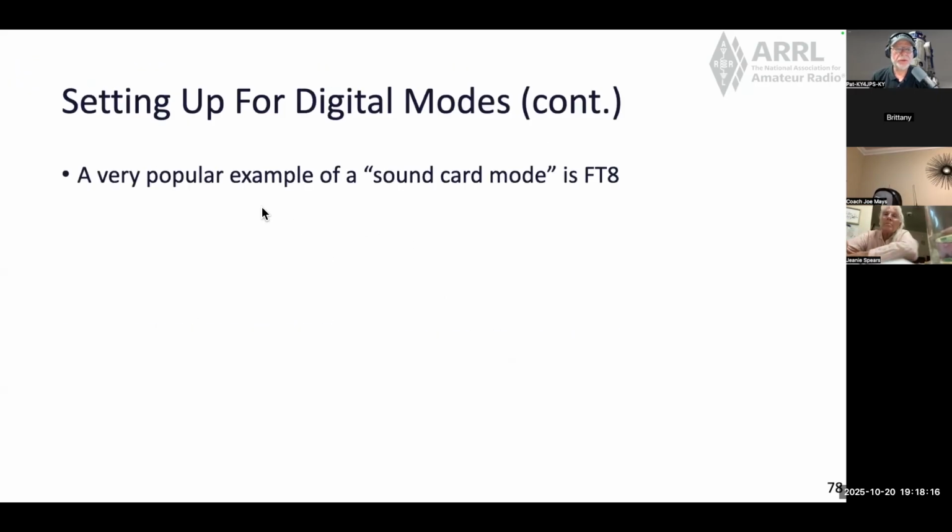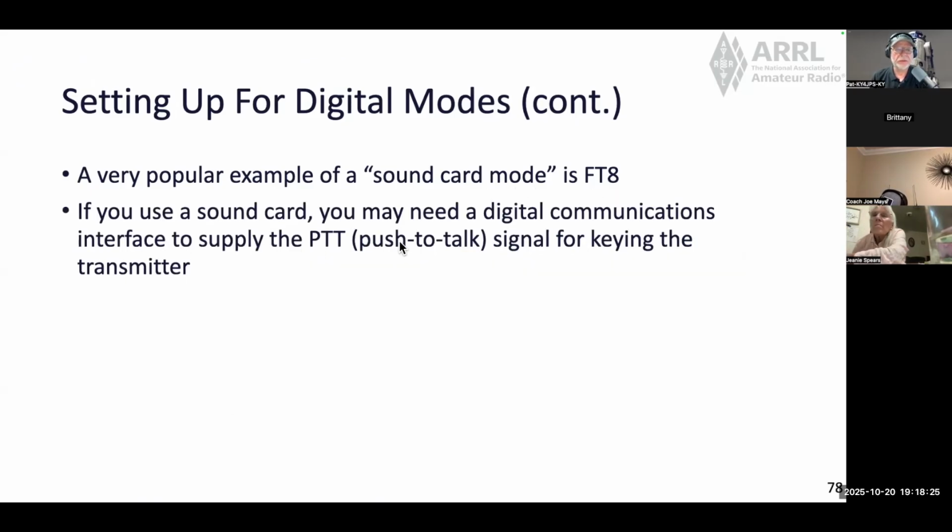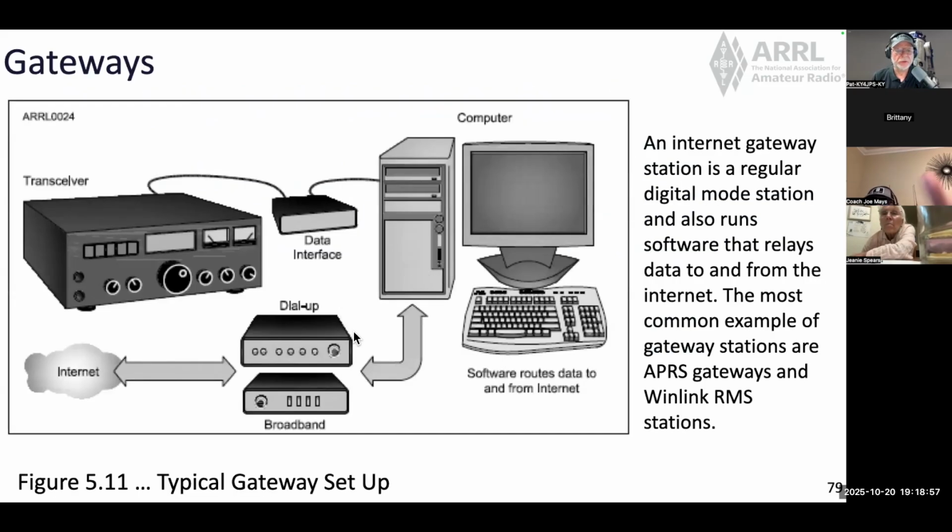Setting up for digital modes, a very popular example of a sound card mode is FT8. So FT8 is basically run by the computer, and you just confirm a contact when it pops up on the screen. If you use a sound card, you may need a digital communications interface to supply the push-to-talk signal for the keying of the transmitter. Again, as I said, most of your newer radios will have that built in. Some of them don't, so you would have to buy a device that would connect the computer to the radio so that it would enable the push-to-talk feature.